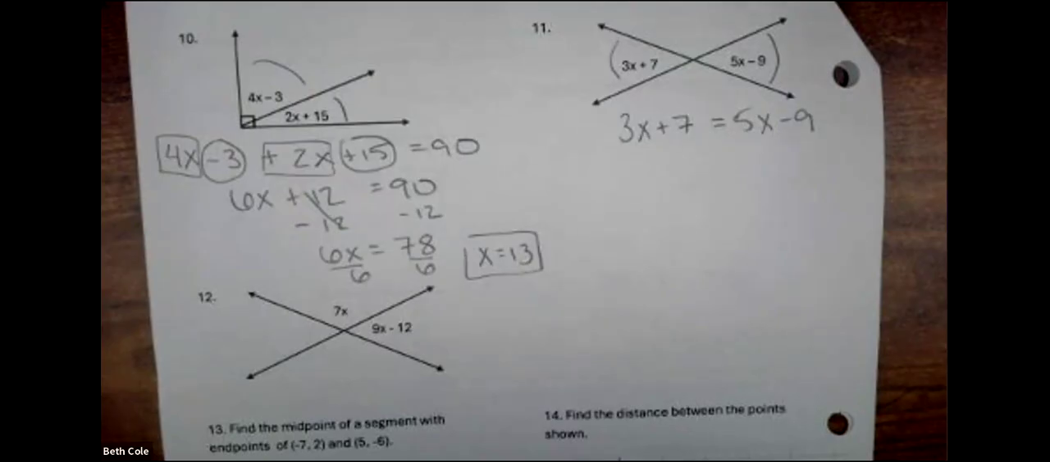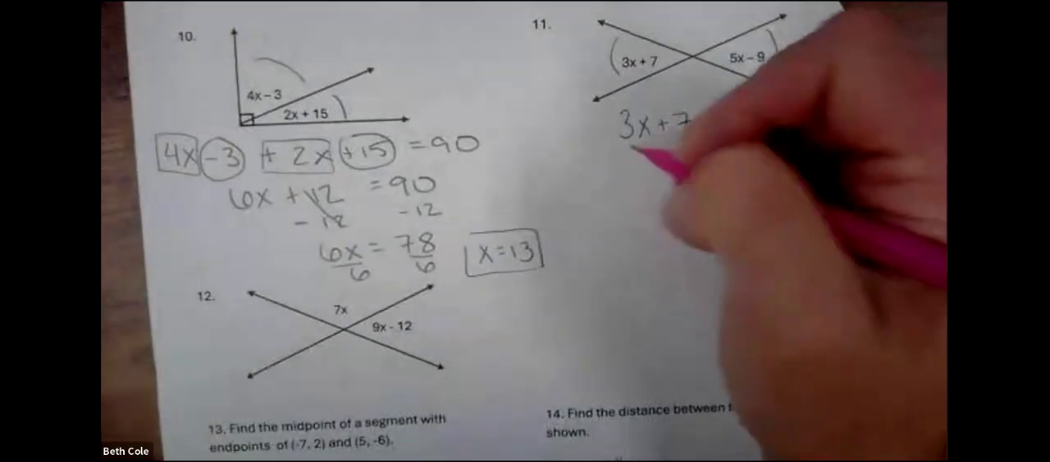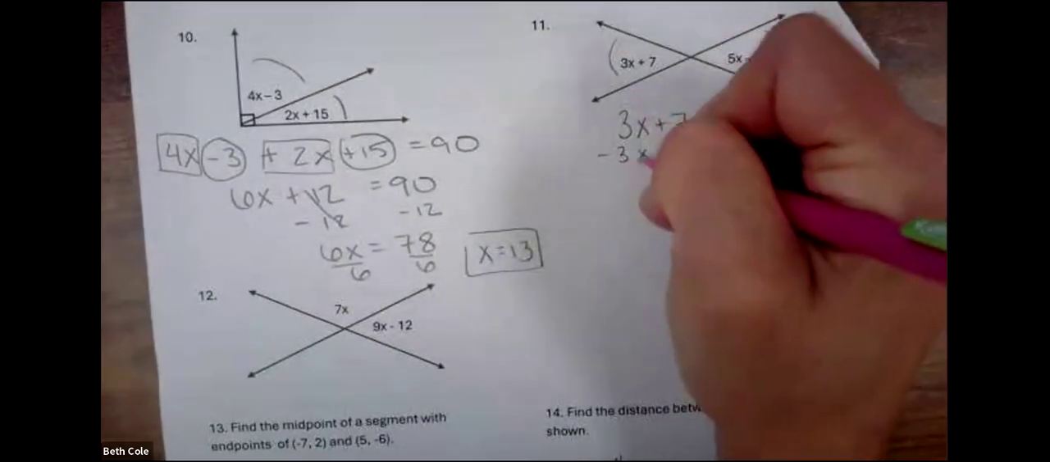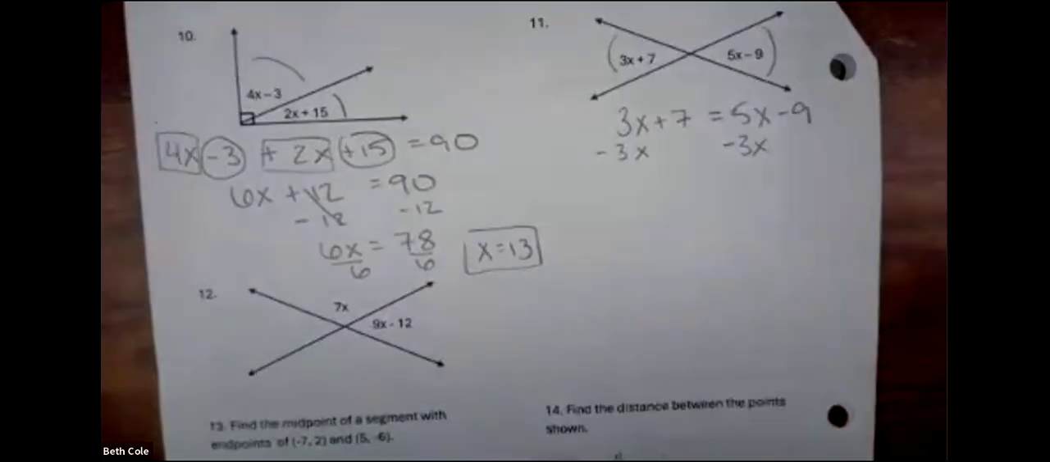Do you see how I set them equal because they're across from each other? Right? And then you're going to just solve it. I'm going to do minus 3x to both sides. And you see how I lined it up?